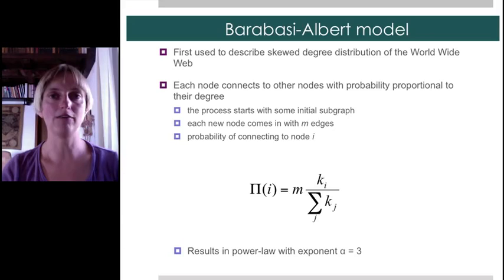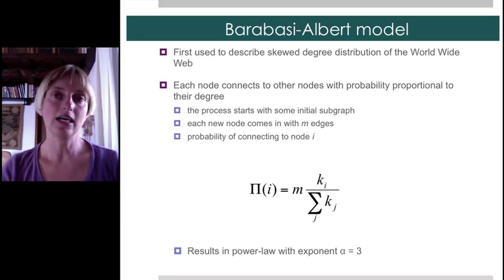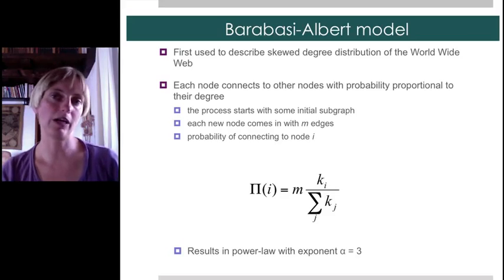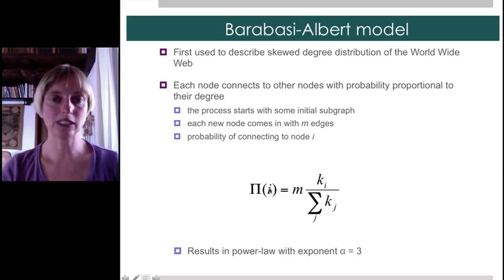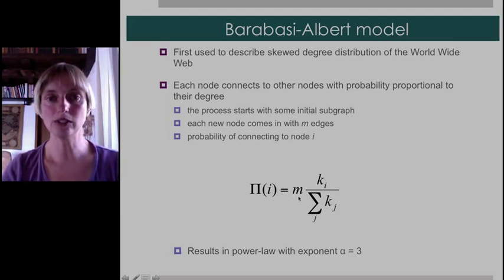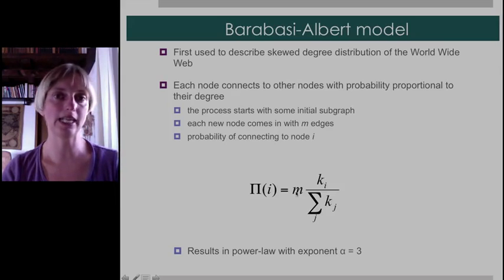So in their model, you have new web pages arriving over time, and they're each going to link with m links on average to web pages that are already there. And the probability of linking to an existing page is going to be proportional to the number of other pages that are already linked to that page. And so this probability that a given new node is going to connect to node i is going to be equal to m, which is the number of new links it has to add, times the degree of node i over the sum of the degrees of all the other nodes.